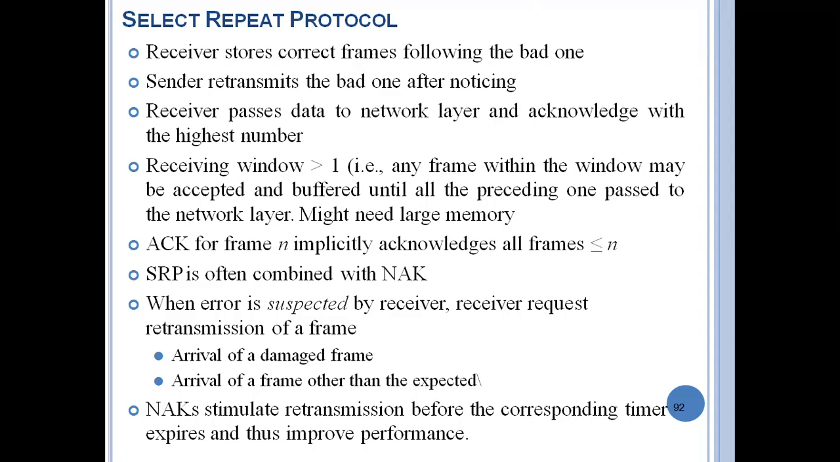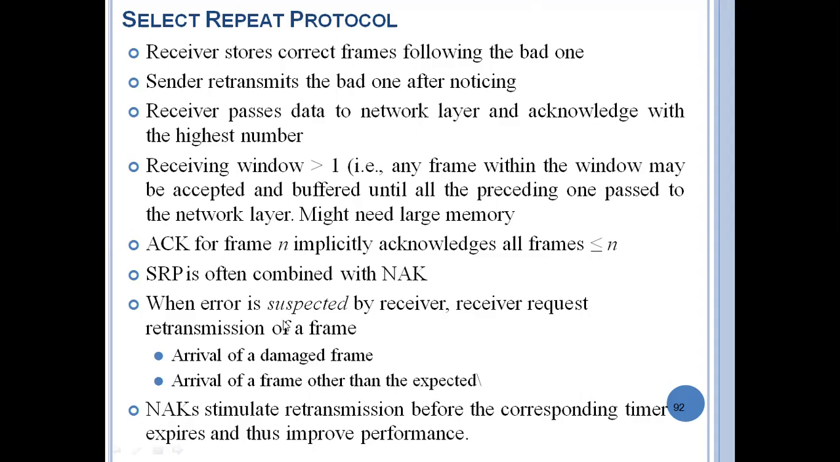The receiver passes data to the network layer and acknowledges it with the highest number. Any frame within the window may be accepted and buffered until all the preceding ones are passed to the network layer, so it needs large memory. The acknowledgement for frame n implicitly acknowledges all earlier frames.